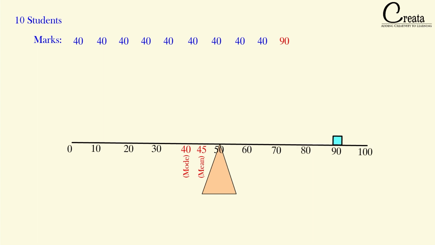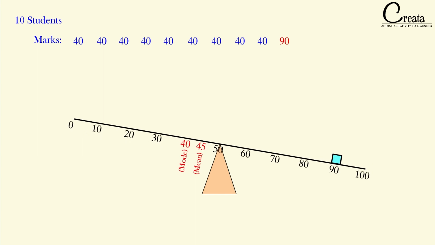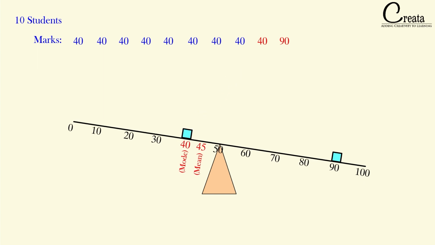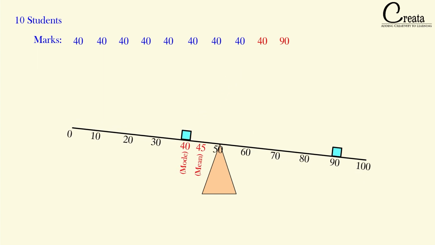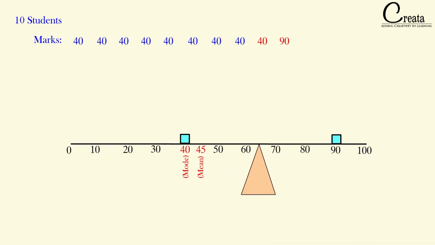Now our balance has been disturbed. The scale will move to the right hand side. Further, let's add one more block at 40. The next student got the marks as 40. So this block is representing the second student. So how do we balance this scale? Let's move the balance point toward the right. So we got a point somewhere in between 40 and 90 where our scale will be balanced.